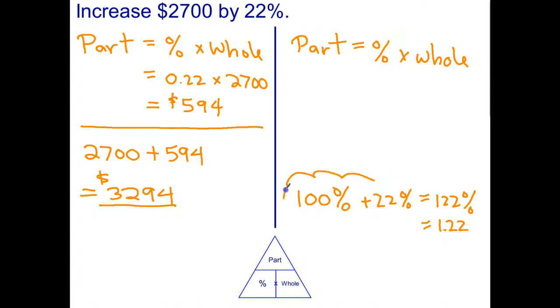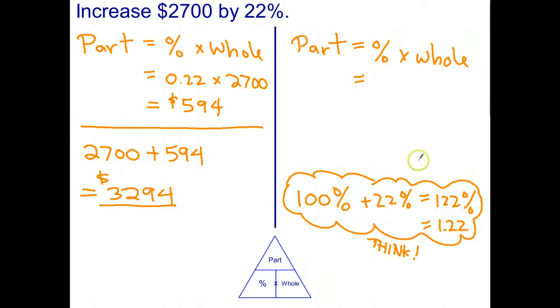Now normally, this step just here, I don't write it, I just think it. So whenever I put this little cloud around something, it means that I'm thinking this and not writing it. So therefore, I can solve this equation by saying my percent is 122%. As a decimal, 1.22 multiplied by 2,700, and when I do that calculation on my calculator, I get exactly the same answer.